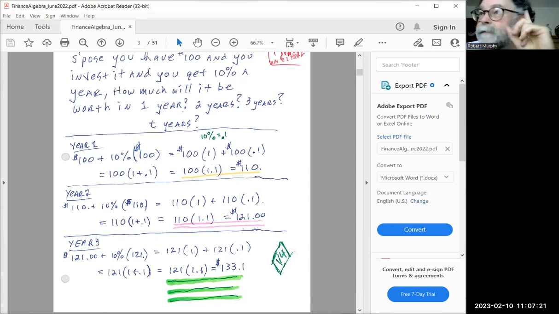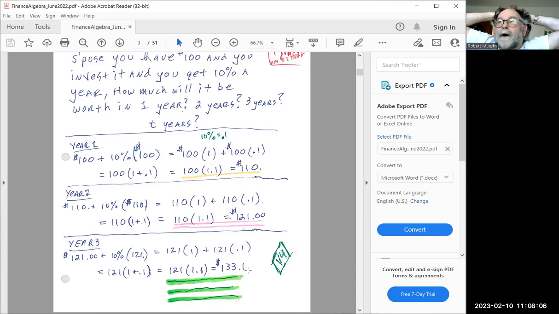Now, year 3. I end year 2 with $121. In year 3, I start with $121, and I'm going to get 10% of that. Now, 10% of 121 is $12.10. I have to do this calculation on the side. I'm in my 60s, so let me add that up. But look at it algebraically: 121 times 1 plus 121 times 0.1 equals 121 times (1 plus 0.1), which equals 121 times 1.1, which equals $133.10.